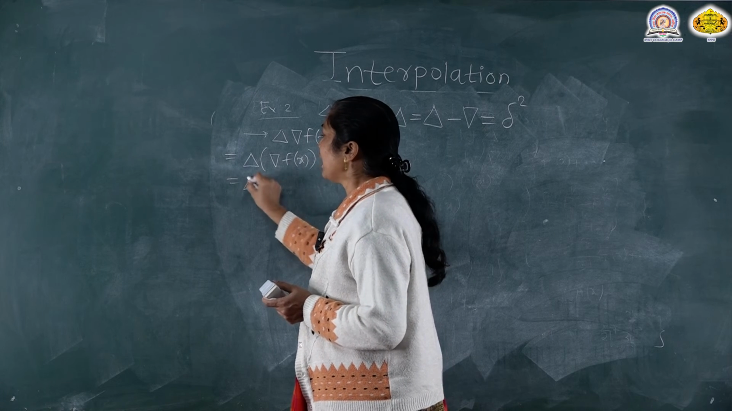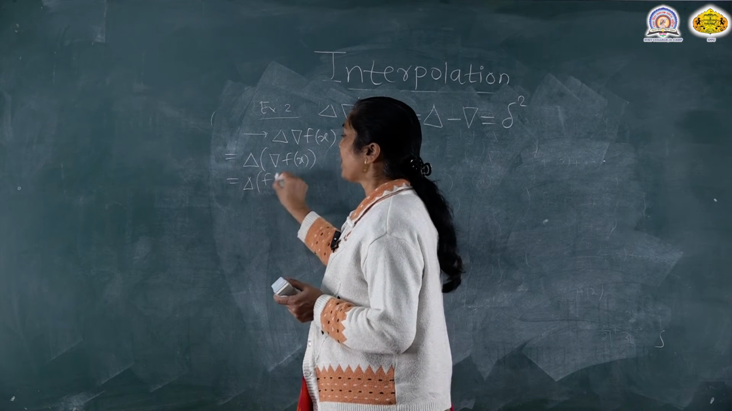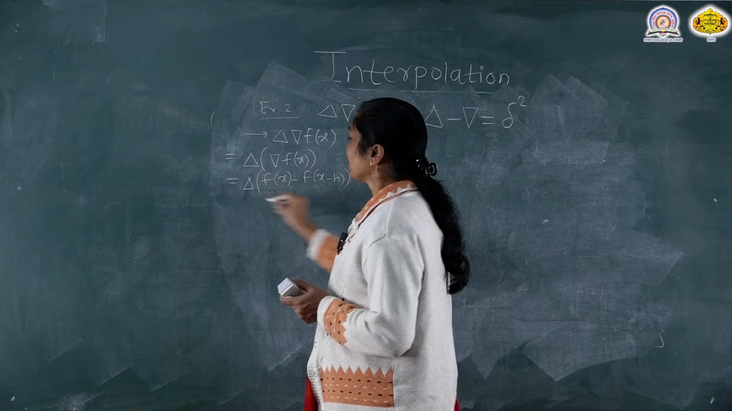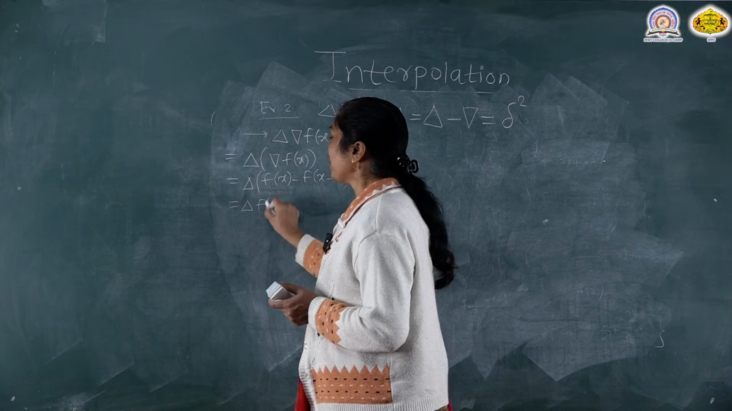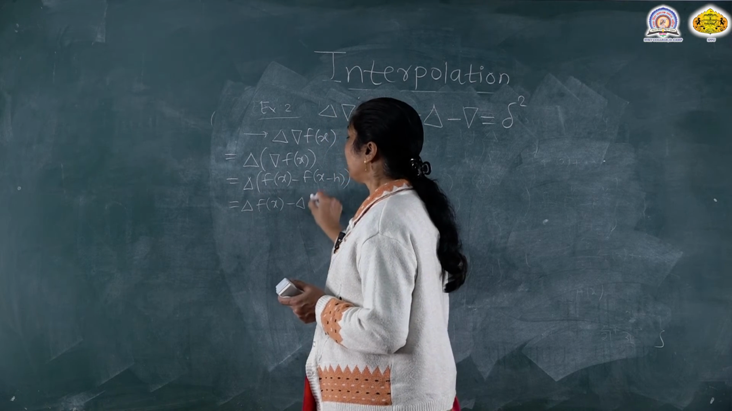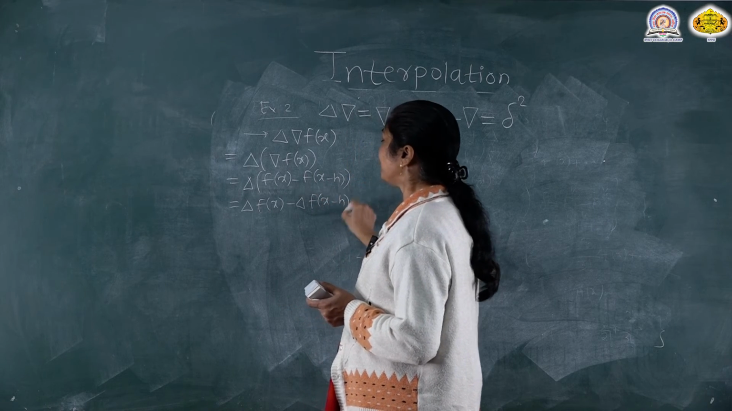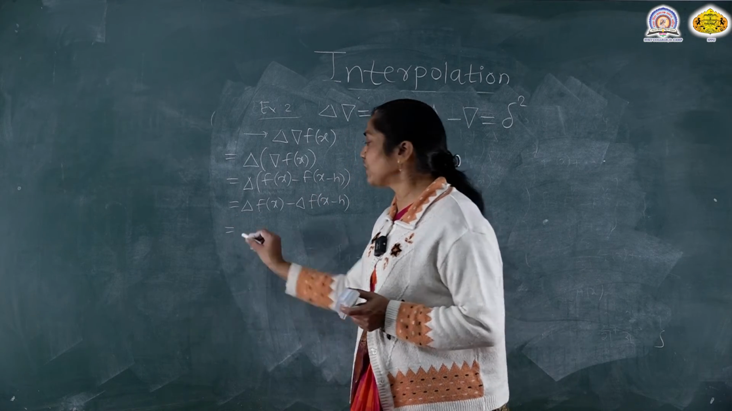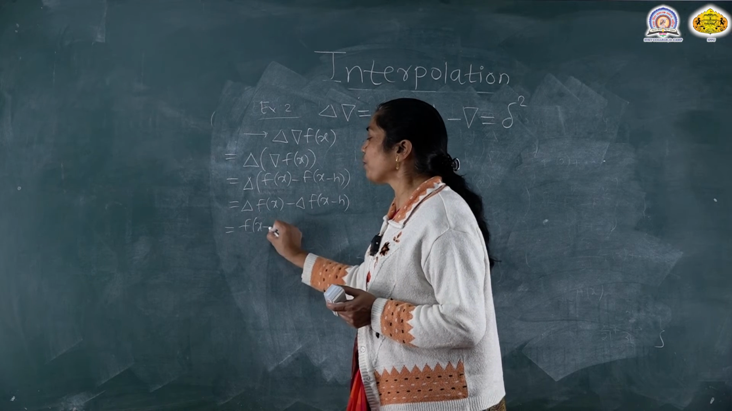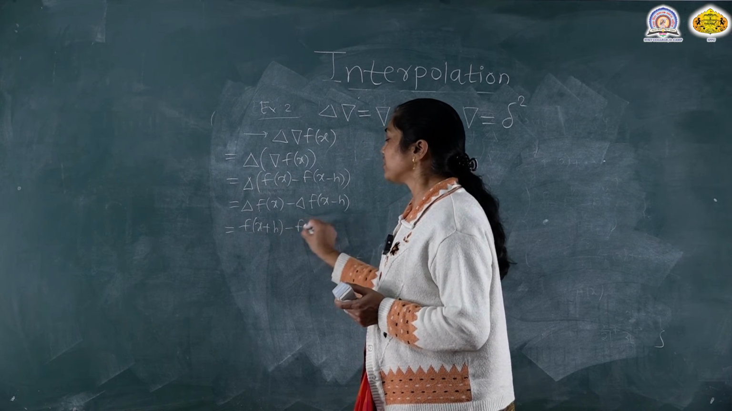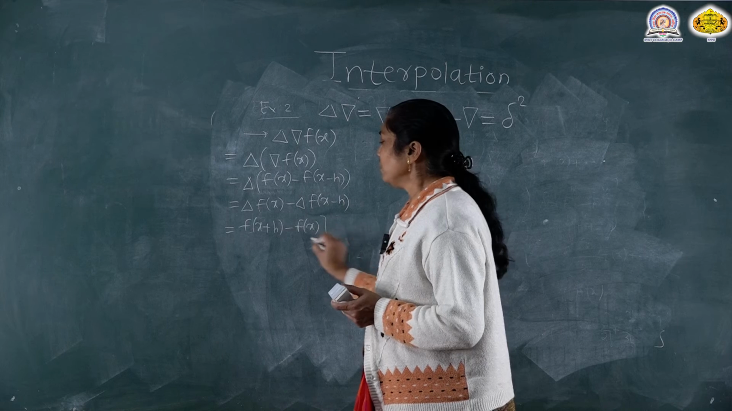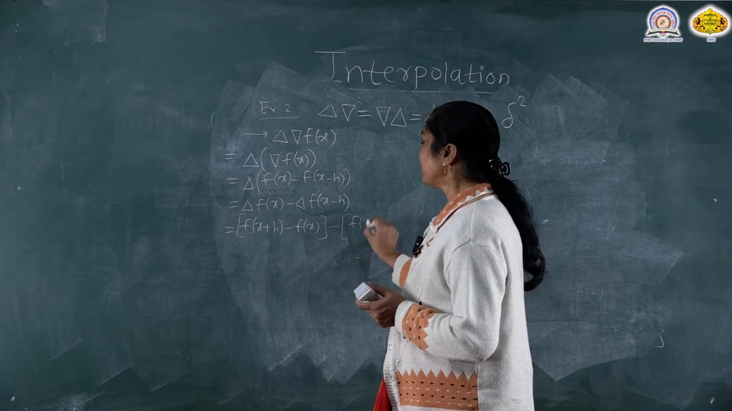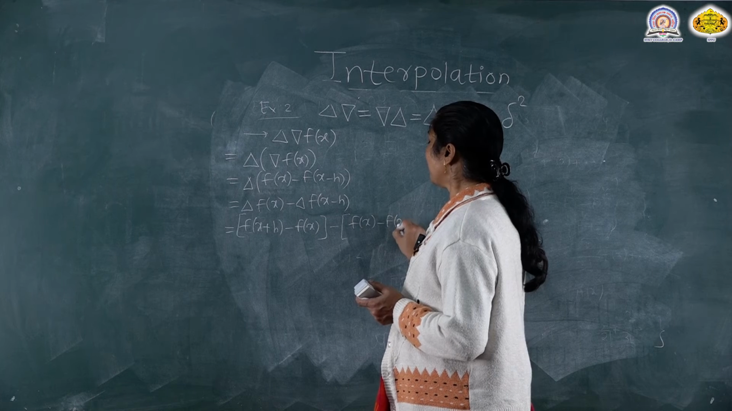We know that ∇Δf(x) is nothing but Δf(x) minus Δf(x − h). This is nothing but Δ of f(x) minus Δ of f(x − h). Now substitute the values. What is Δf(x)? That is known to us. It is f(x + h) minus f(x). And what is Δ of f(x − h)? It is nothing but f(x) minus f(x − h).